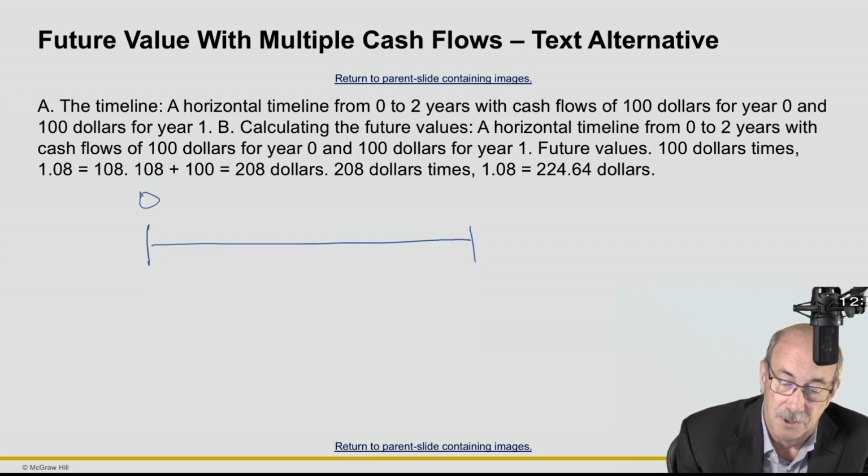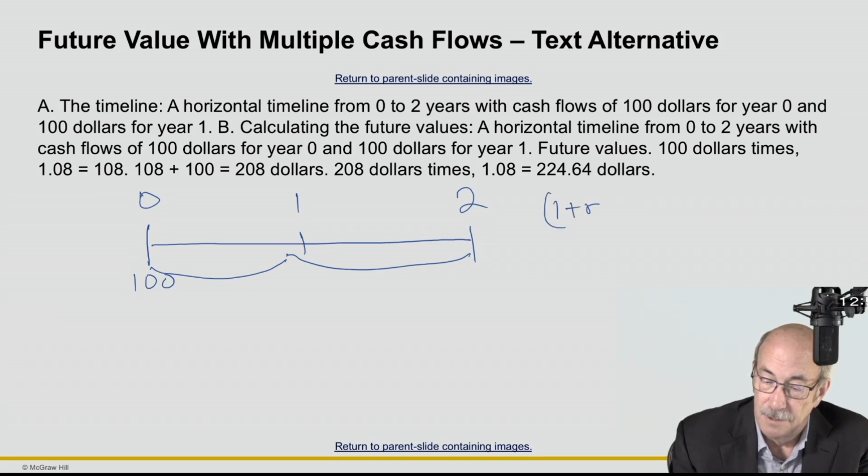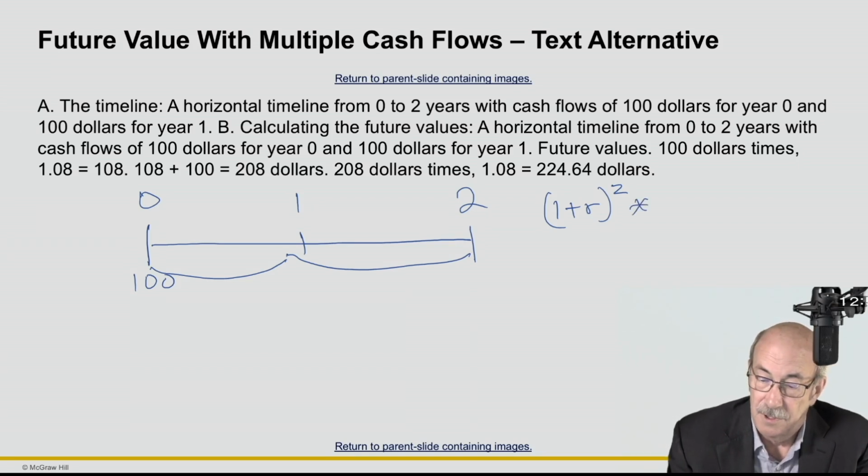And here's time 0, here's time 1, here's time 2. We've got that $100 that occurs right here. And so the first thing that we're going to do is calculate what is the value of that $100 as we move it from today out to time 1 and then out to time 2. So that would be 1 plus r raised to the second power, because we've got 2 periods, times $100. So we have 1.08 raised to the second power times 100.